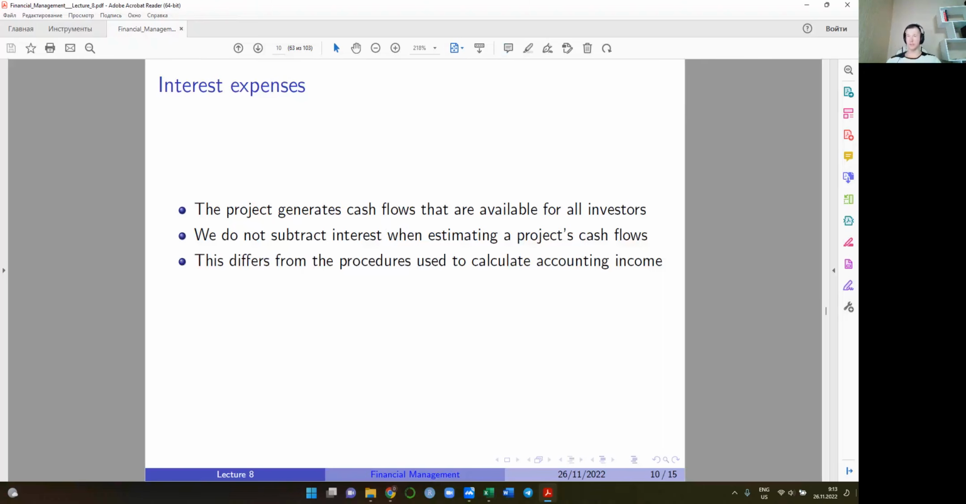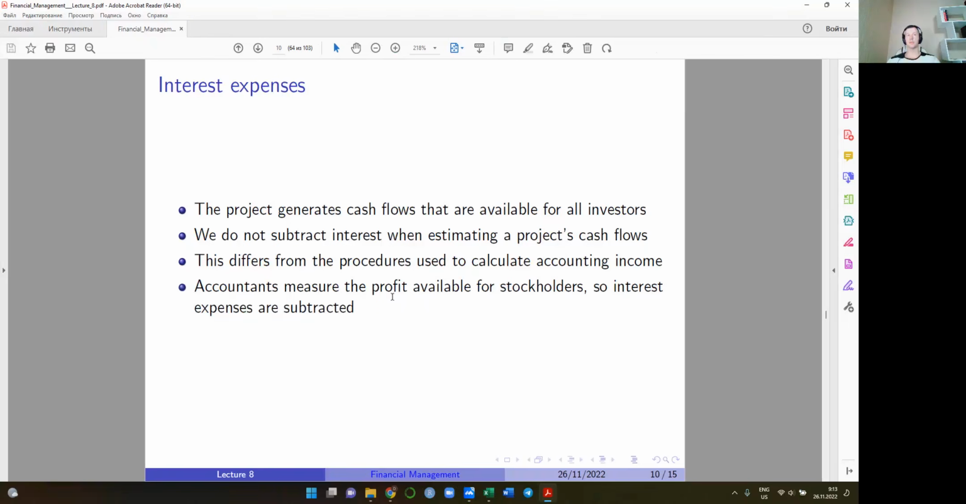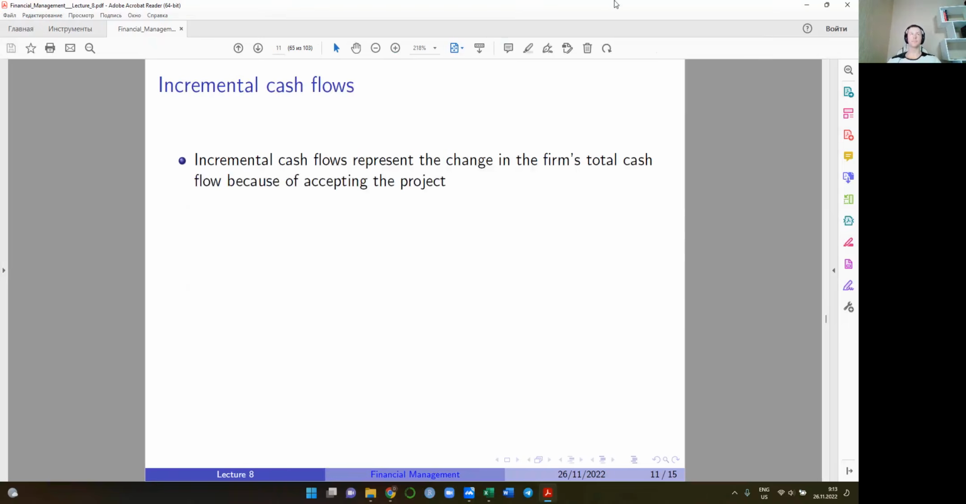And this is another difference that separates cash flow from accounting income. In accounting income, you subtract interest. In cash flow, no. Yes, accountants measure the profit available for stockholders. Interest expenses are subtracted, but we are talking about cash flows available for all investors, not only stockholders. So this was the part related to the cash flows. What are the cash flows? What are the elements of cash flows? And how we need conceptually to compute those cash flows.